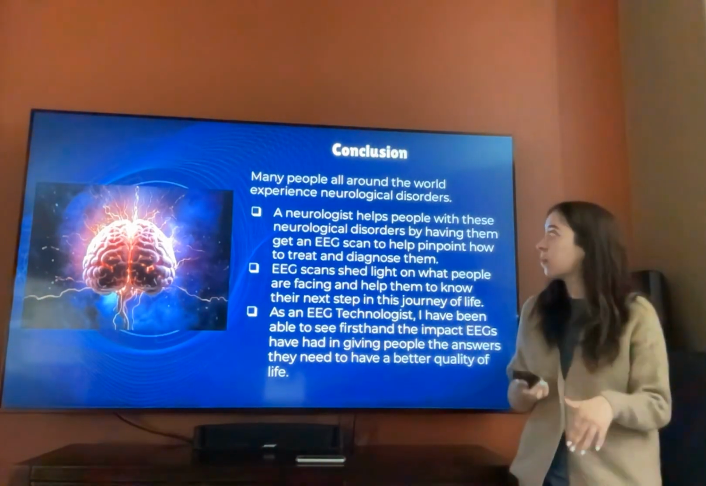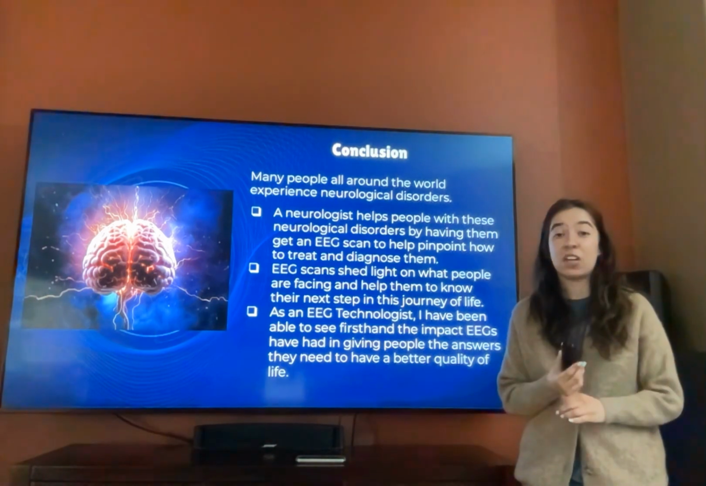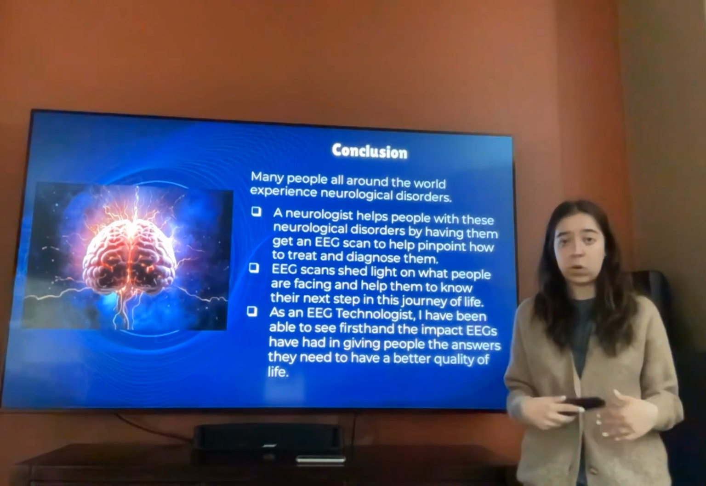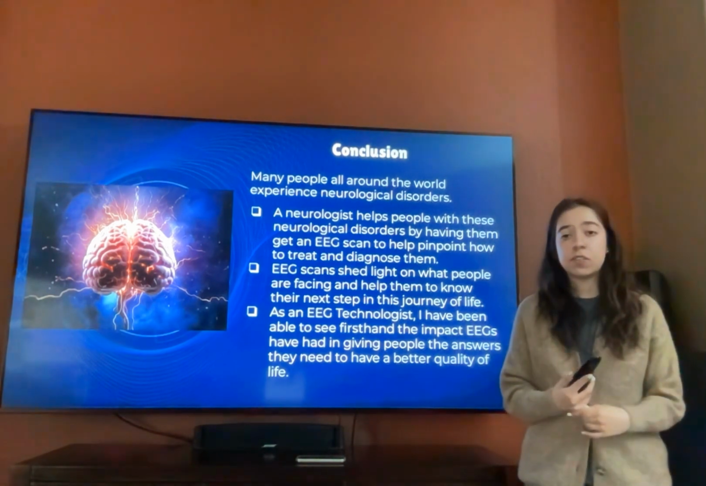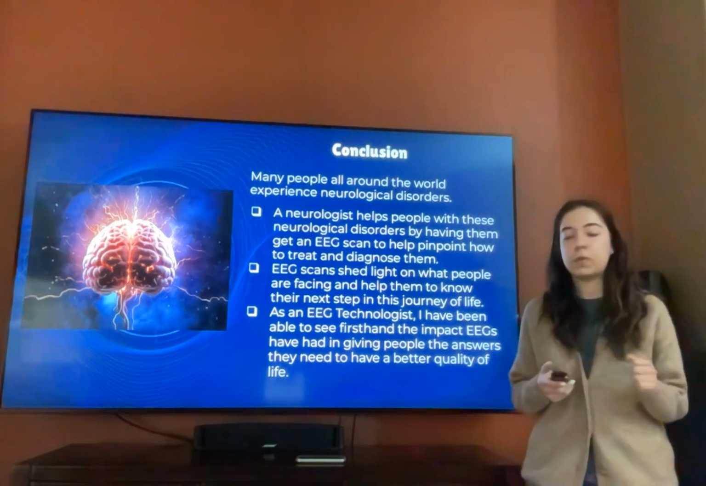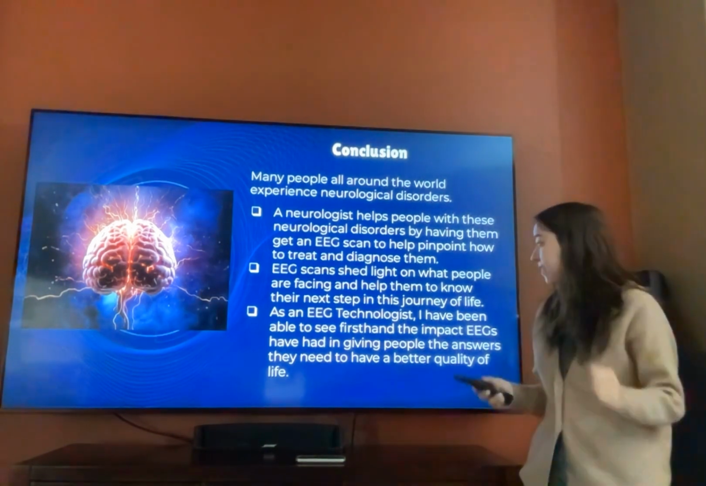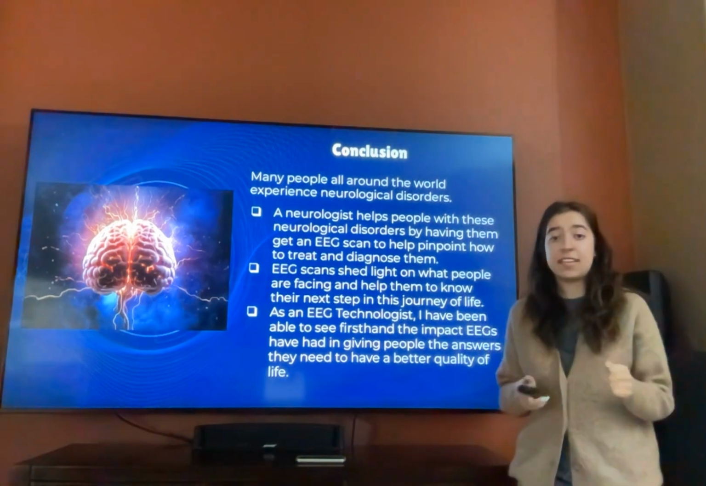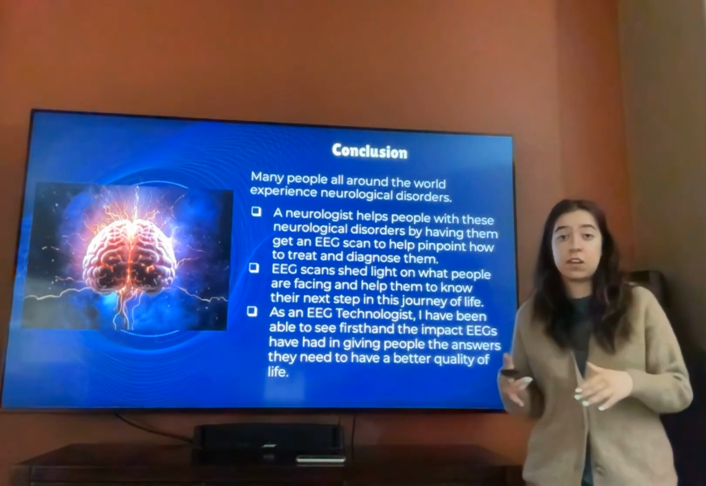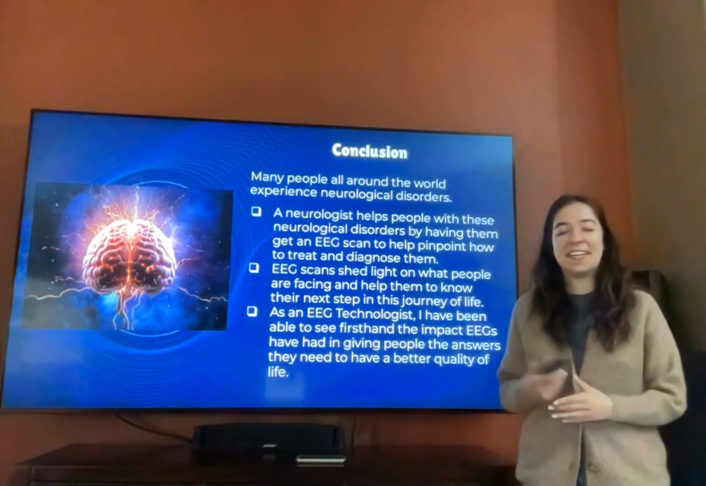Conclusion: many people all around the world experience neurological disorders. It's no new thing. EEG technology plays a vital role in helping diagnose these neurological disorders. As an EEG technologist, I've been able to see firsthand the effects and impacts an EEG has on the lives of people, shedding light on areas that they didn't know that they needed light for.